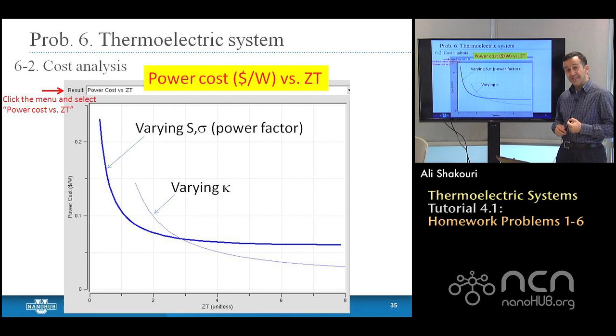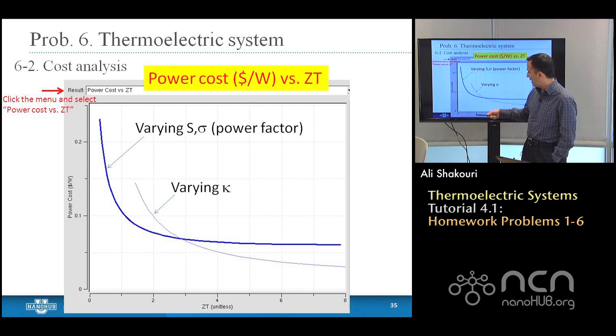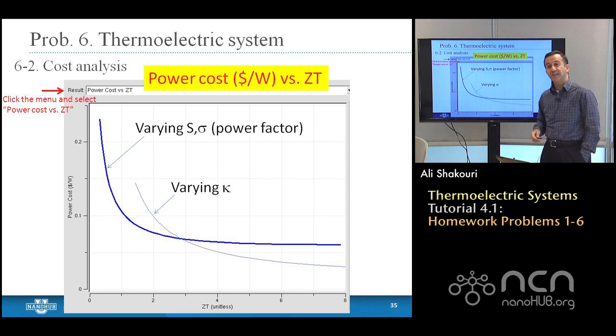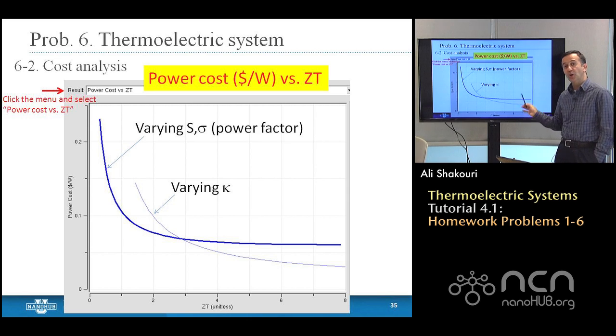How about thermoelectric system cost? Some cost assumptions are given, and through this program you can verify. These are the ones that we discussed in week 4 cost analysis. Basically, if you start with a standard thermoelectric element, the costs could go down to 10 to 20 cents per watt. And if ZT goes up, this cost goes down. But here is a difference. Varying the thermal conductivity to improve ZT, or varying S or sigma, the power factor, have different cost implications. You saw that the efficiency did not depend on how you improve ZT, but the cost depends.